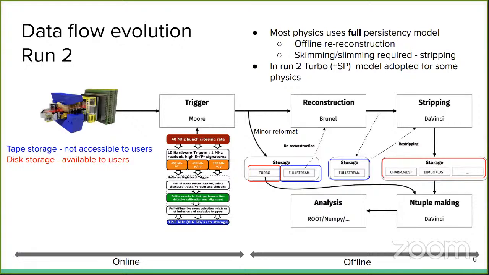But we did have quite a good uptake of Turbo and Turbo SP, mainly for our charm program. And here, obviously, the reconstructed objects were taken from the trigger. And then there's just a very minor file reformatting to be done before we can save the data straight to disk. This is why it's called Turbo, of course.